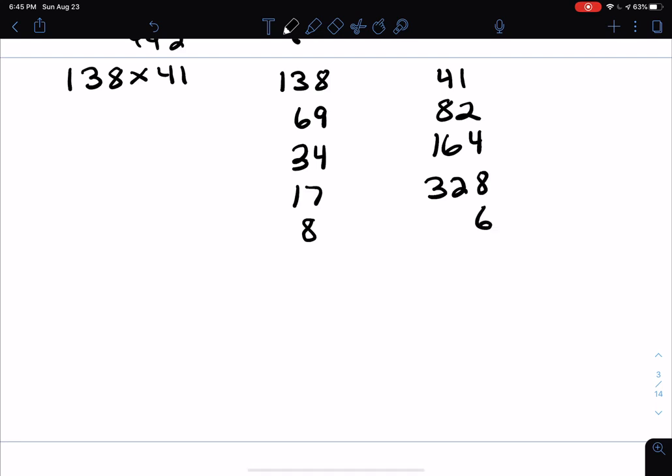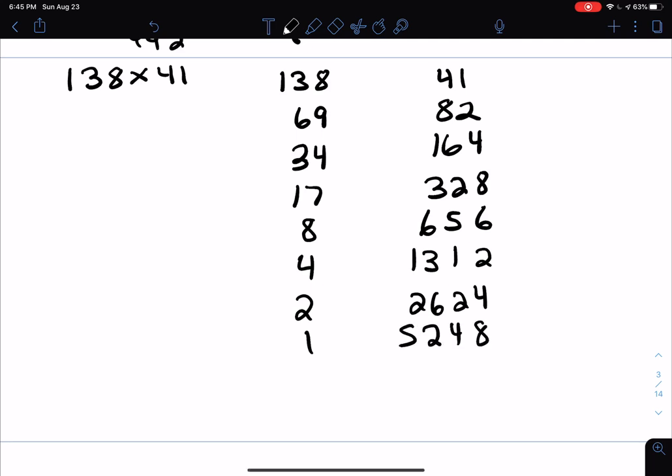Double over here, we get 656. Half of 8 is 4. 656 doubled, 1312. Half of 4 is 2. 1312 doubled is 2624. Half of 2 is 1. Double over here, 5248.